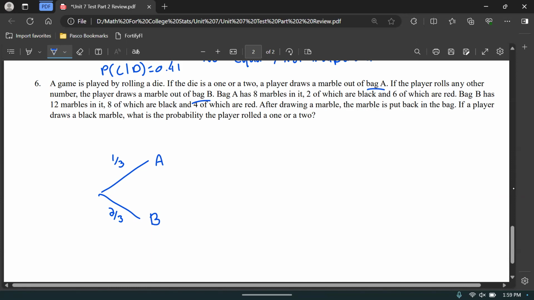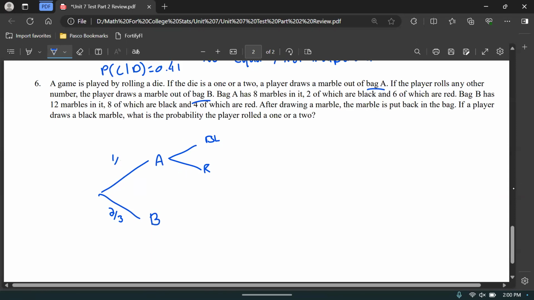Okay, so if I go to bag A and I pull a marble, it has 8 marbles in it, 2 of which are black, 6 of which are red. So we can do a black marble or a red marble. So black marble, there's 2 out of 8, so that's 0.25. And then 6 out of 8 are red, so that's 0.75. I could probably just put the fraction there, I guess. Right? I'll just put 1/4.